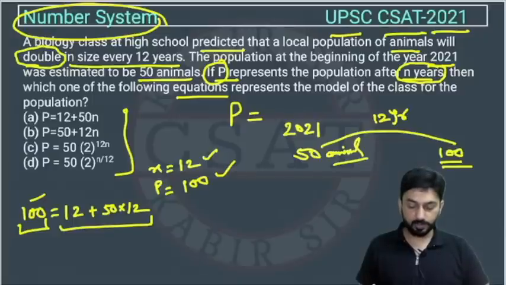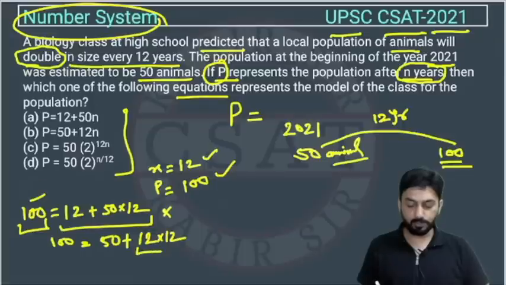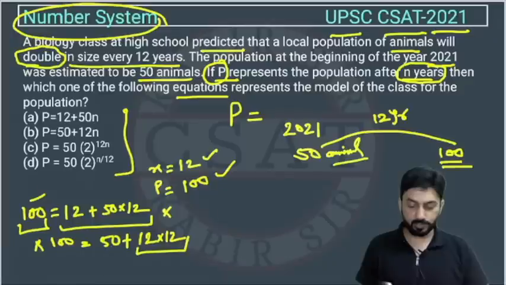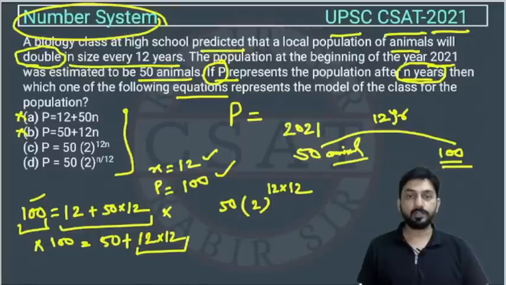Now try the second one. This is 100 equal to P plus 12 into n, where n is 12. 12 into 12 is 144, which is more than 100. So this equation is also not satisfied. So A and B cannot be answers. Let's check C. C is 50 to the power 12 into 12. We know 2 to the power 10 is 1024, so we will get a huge number. So option C is wrong.